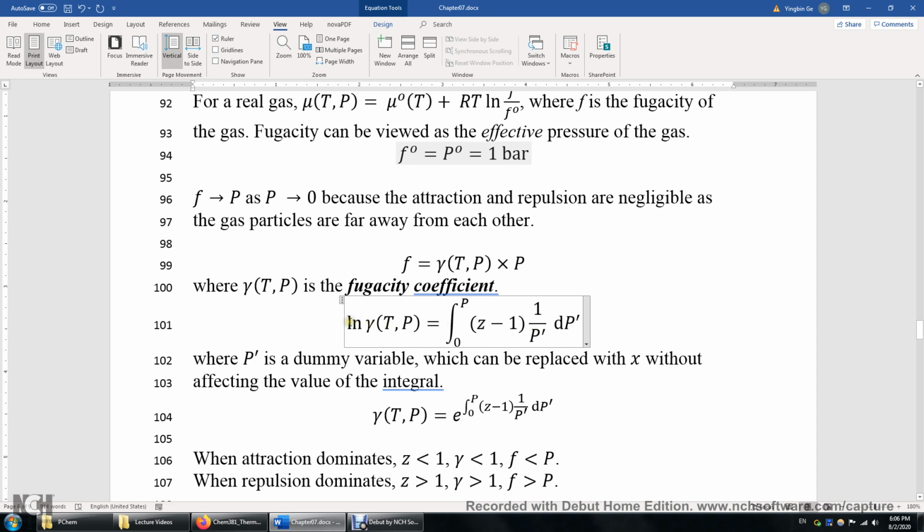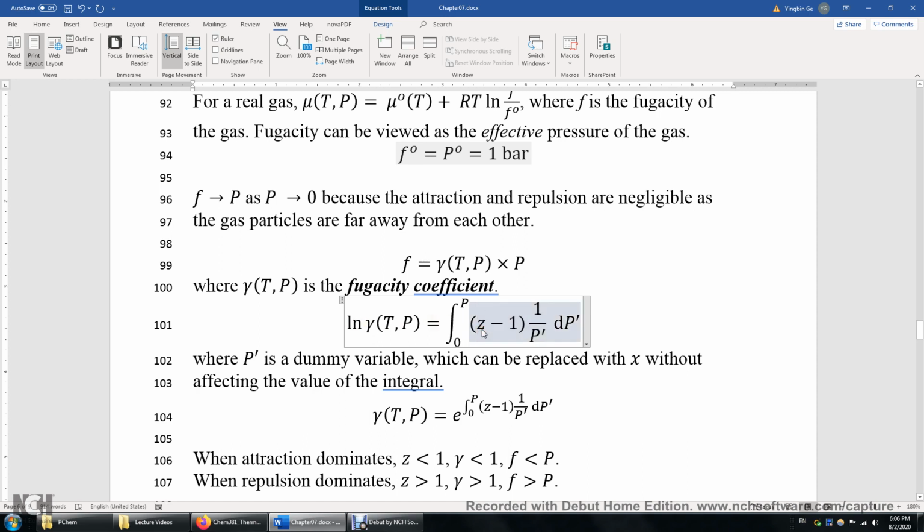And also you can see from this equation, if Z equals 1, what happens? When Z equals 1, this integral is 0, then gamma is 1. Well, if Z is 1, gamma is 1. That's for ideal gases. What if the attraction is predominant and then Z is less than 1? When Z is less than 1, we're integrating a negative function. Then this logarithm of gamma is negative. Gamma is less than 1.